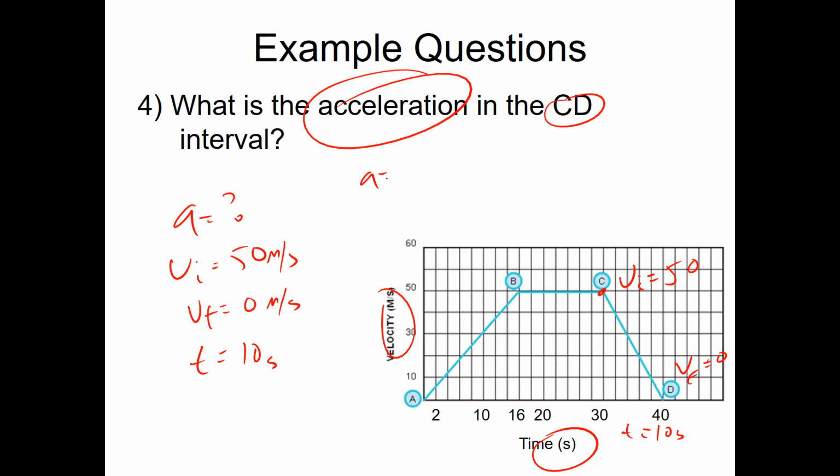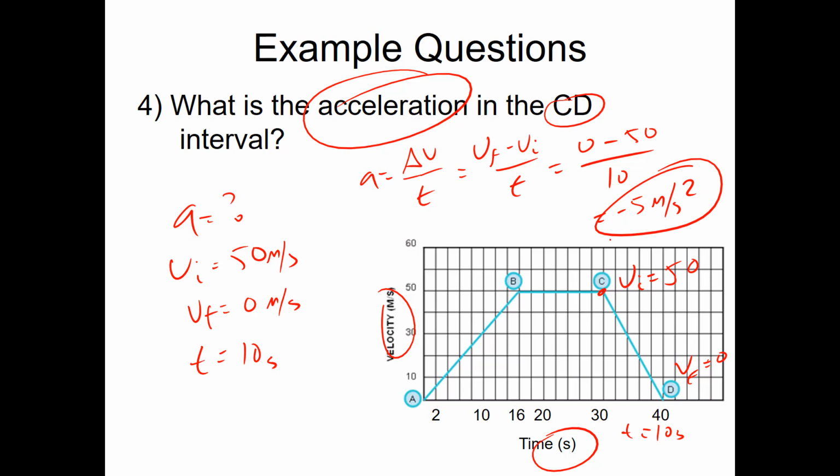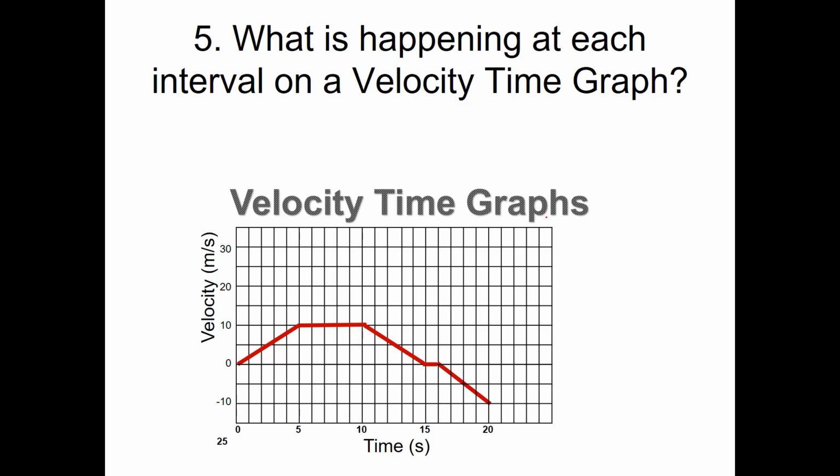And there's one specific equation, a equals change in V over t. There's another one that's a little more complicated, but that is nothing more than V final minus V initial over time. And V final was 0, V initial was 50, and it should be a negative because we're going to decelerate, over 10, and this would be negative 5 meters per second squared here. So there's our answer, or 5 meters per second squared backwards if you want to be more correct than just having a negative.